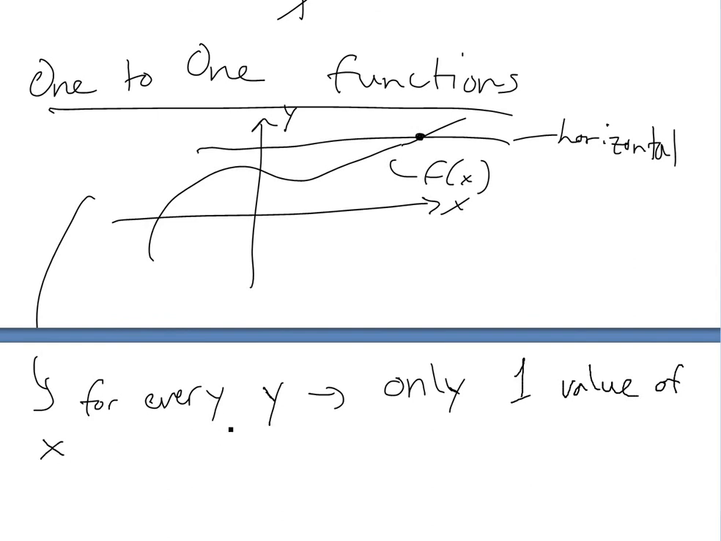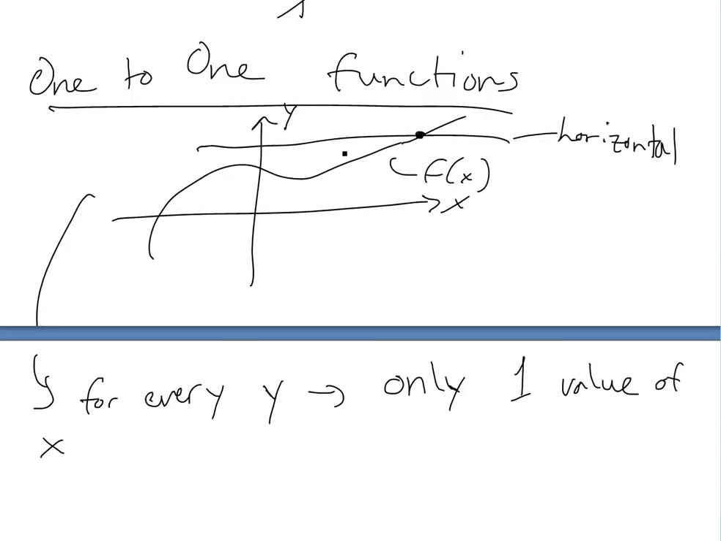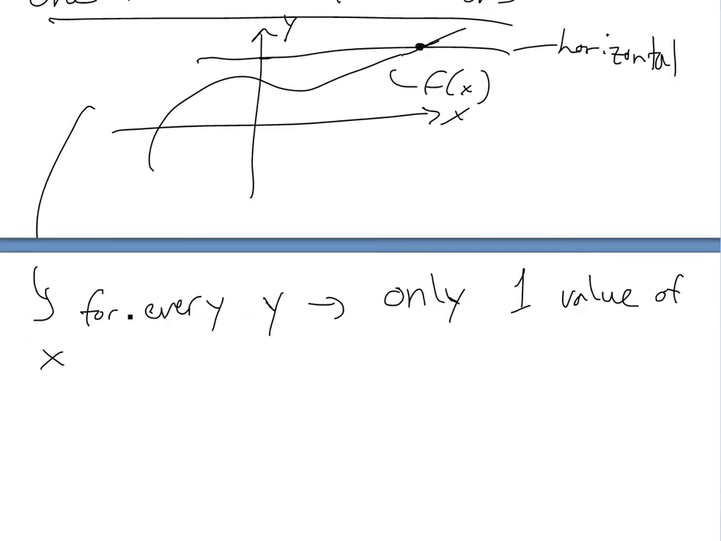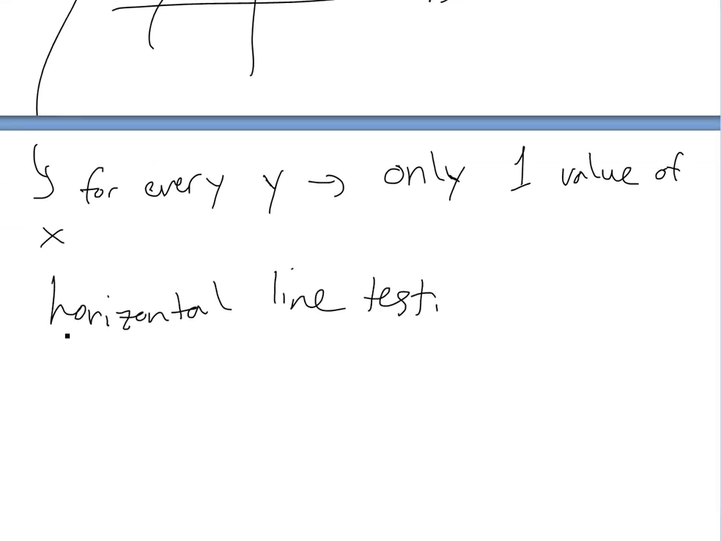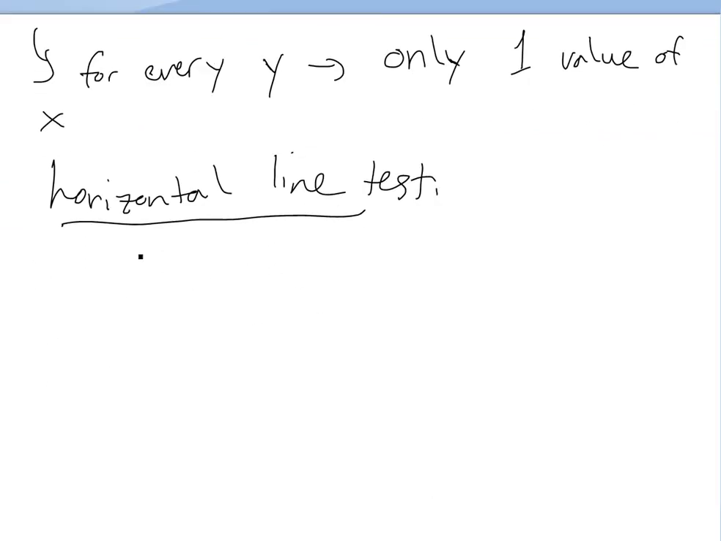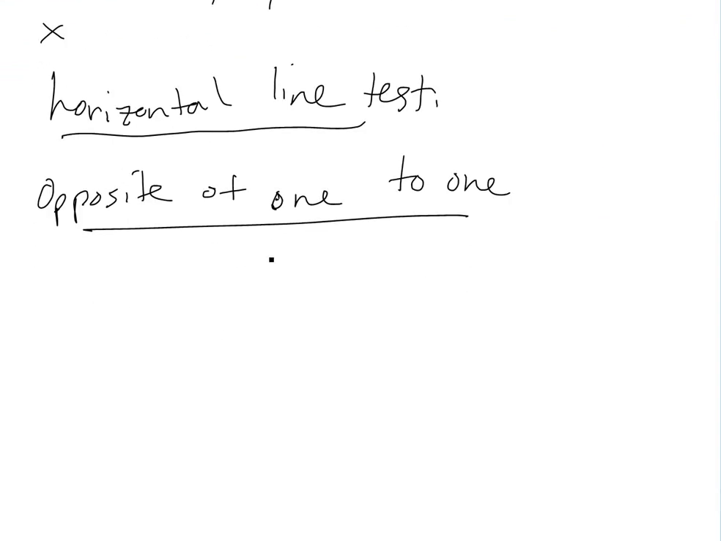I'll show you why this is important. We would draw a horizontal line here. This is a y value. For all values of x, there's only one that hits the f of x line. So you would use a horizontal line test. Basically, it needs to be one-to-one. I'll show you why. Let's look at the opposite of one-to-one. If it's not one-to-one, we'll have something like this.